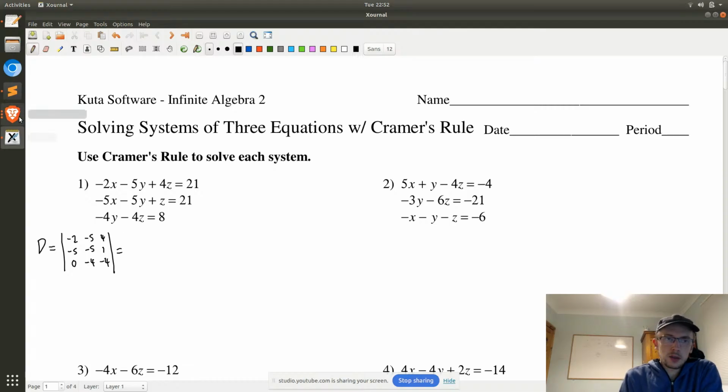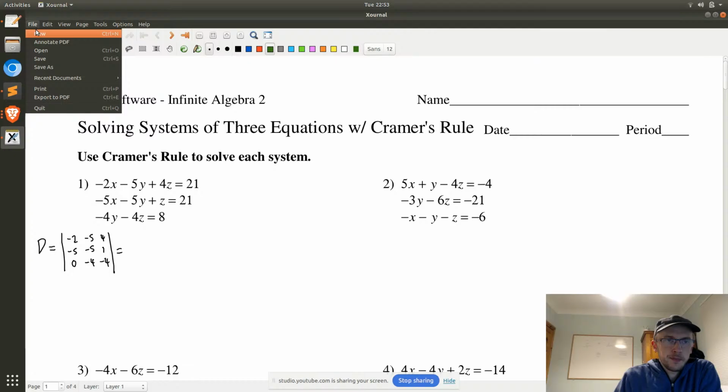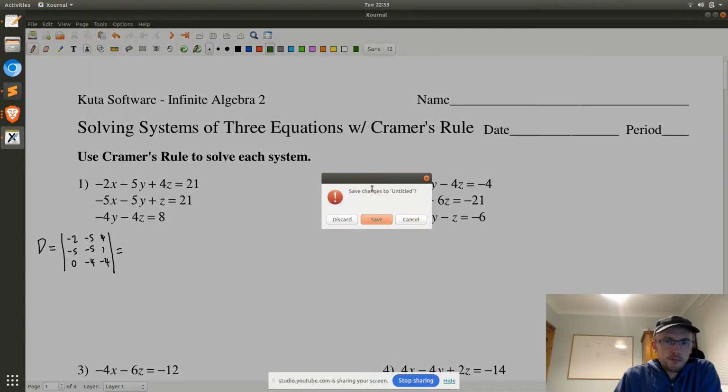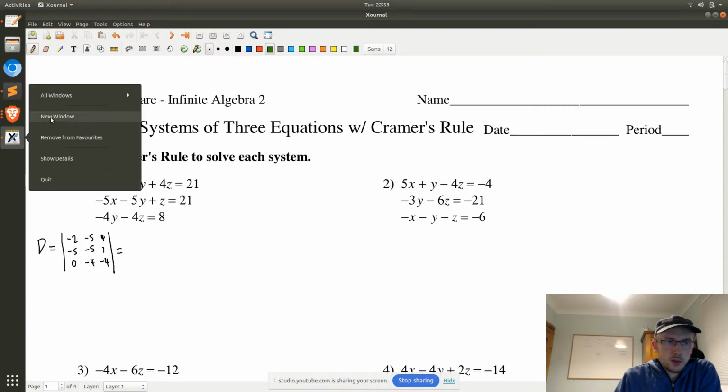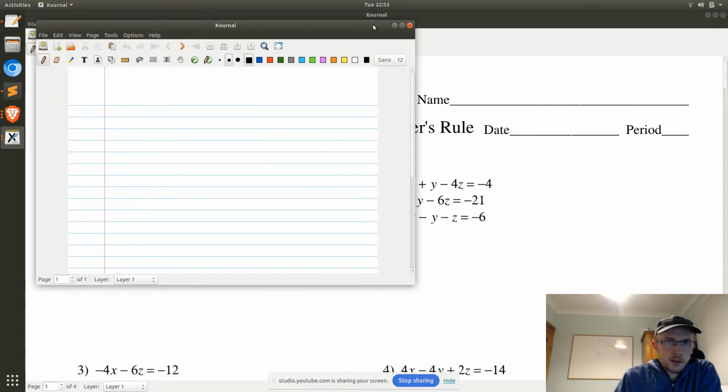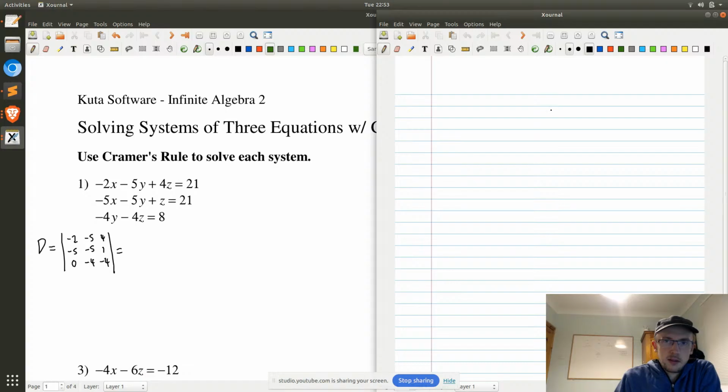Now, how do you do the determinant of a 3 by 3 matrix? You know what? There must be a way to open up this application twice. There is. That's glorious.